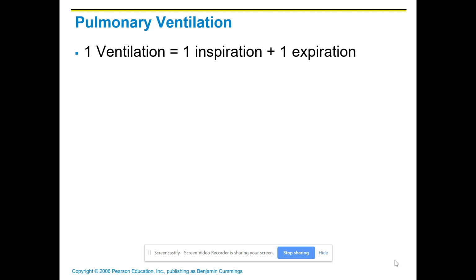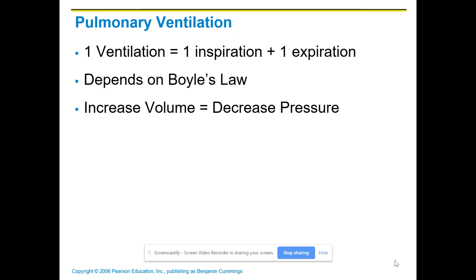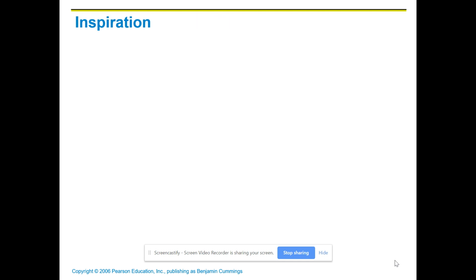So let's look at ventilation. Ventilation is one inspiration followed by one expiration. We need to remember Boyle's law. Remember, Boyle's law said pressure and volume are inversely related to each other. So if we increase the volume, automatically we're going to decrease the pressure. If we decrease the volume, the opposite's going to happen.